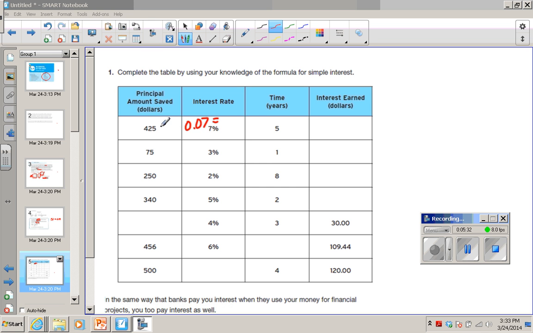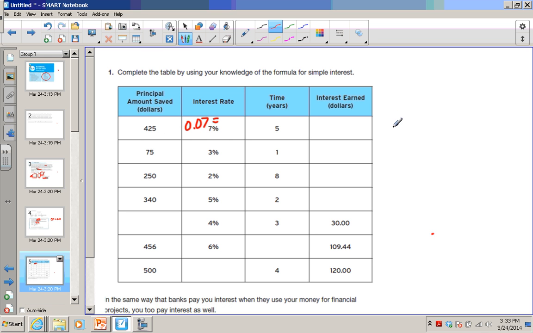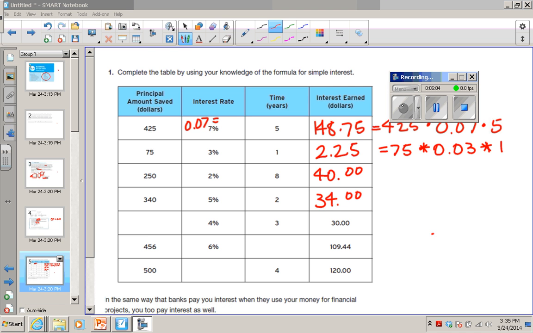Once I multiply across here, I'm just going to write over here what I've done so we can see that. And that is going to equal $148.75 for a total. I want you to go down the chart and do the same thing we did. Take your principal, multiply by your percentage as a decimal, and multiply by the time, and that's going to give you this one. I want you to do that and then come back and check yourself.